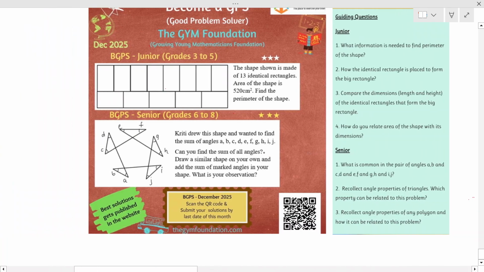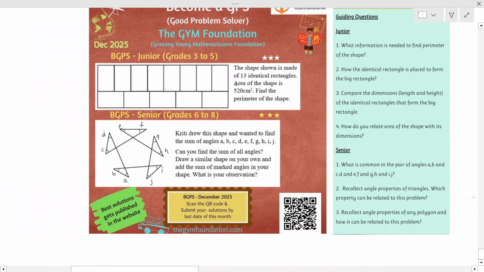So let's see how we can apply that in this problem. Let's underline as we read it. The shape shown is made of 13 identical rectangles. So it means 13 identical, maybe similar, rectangles, and there are 13 in total. The area of the shape is 520 centimeters squared, and the question is asking us to find the perimeter of the shape.